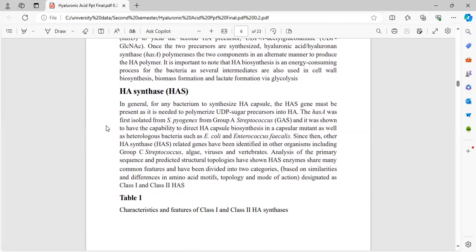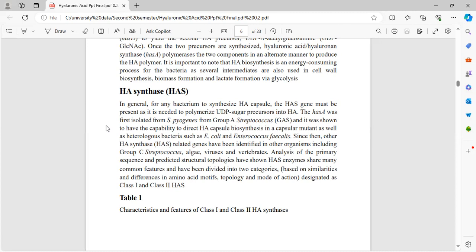Now I will explain hyaluronic acid synthase. In general, for any bacterium to synthesize a hyaluronic acid capsule, the hyaluronic acid synthase genes must be present, as they are needed to polymerize UDP-sugar precursors into hyaluronic acid.